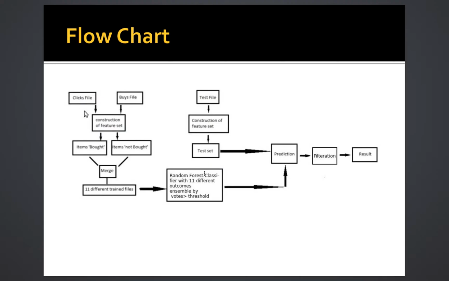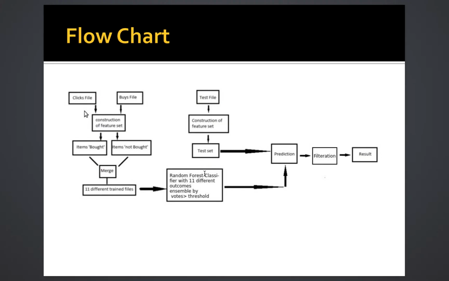We address this problem in the following way. We separate items that are bought from the items which are not bought in the final click file. We randomly pick items from the not-bought file with the total number of rows equal to the number of rows in the bought file and concatenate them in a new file. This process is repeated 11 times. In short, we have 11 different train files. Each train file is trained separately. Hence, during testing, we have 11 different outcomes for each test row, which could be bought or not bought.